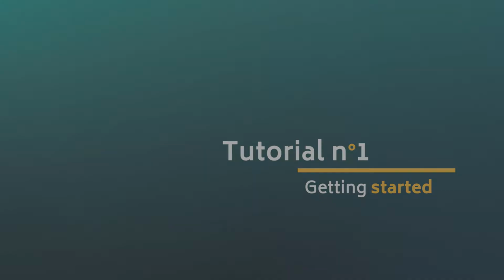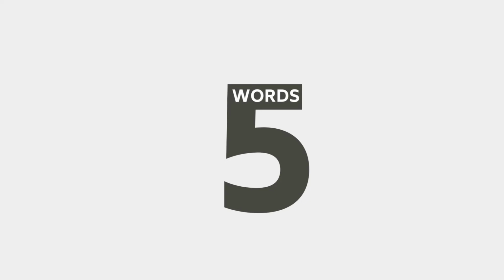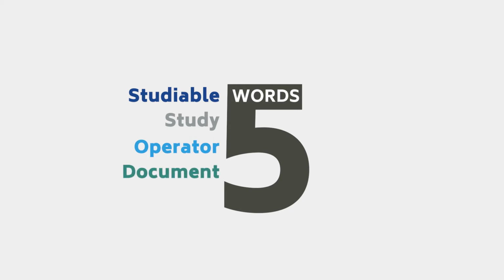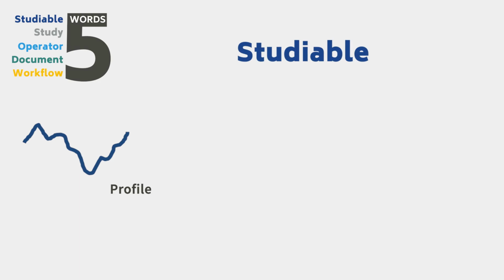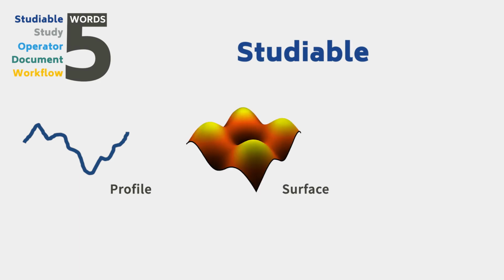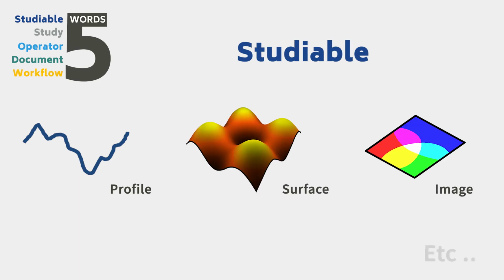Let's begin with a little vocabulary. There are 5 words you need to know before you begin to use Mountains: studyable, study, operator, document, and workflow. A studyable is any type of data that can be analyzed using Mountains. Profile and surface data obtained from profilometers or images obtained from microscopes, to give just a few examples.